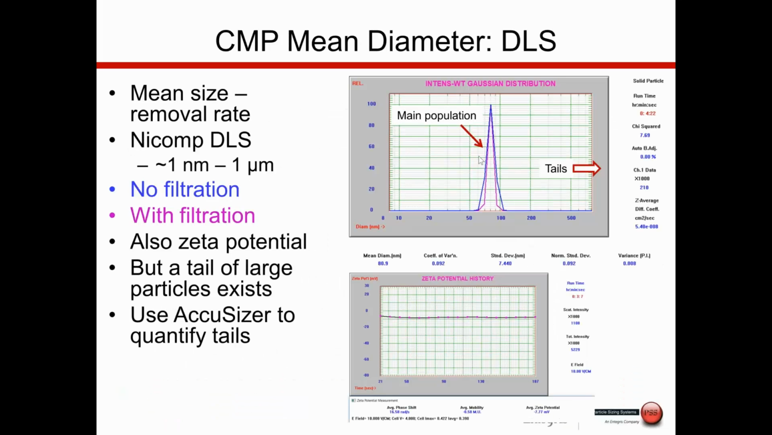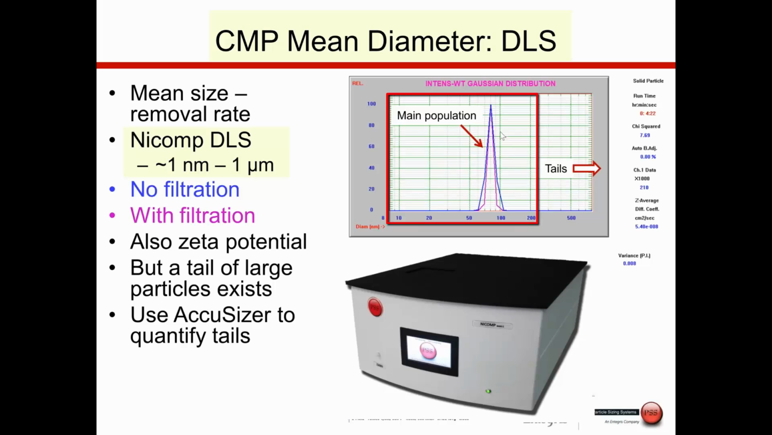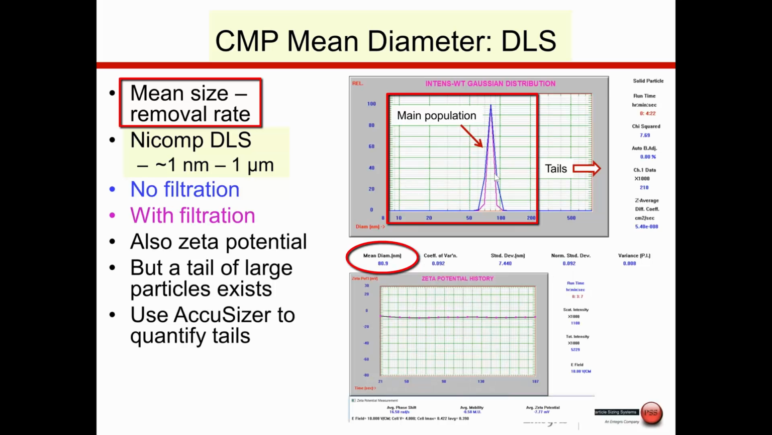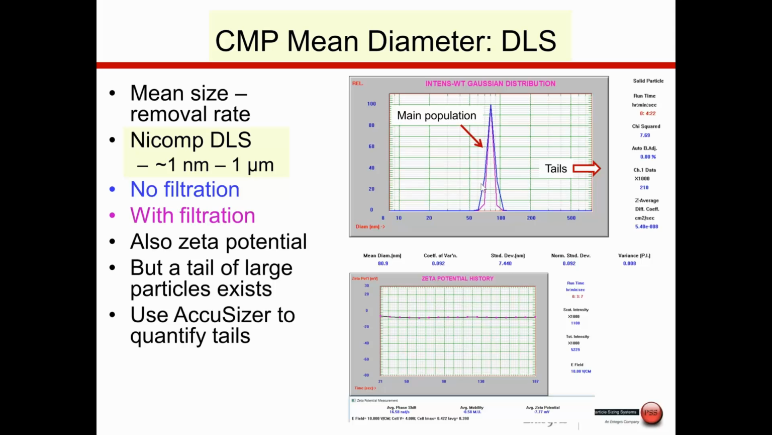Now, what we can do is look at both the main population of the CMP slurry and then look at the tails. What we're going to look at first is, as you see in the upper diagram here, the main population of a ceria CMP slurry. And this was measured using our NICOMP DLS system. You may be interested in the mean size because the mean size of CMP slurries has a relationship to the removal rate of the slurry. Here we see this has a mean size, probably around 80 nanometers, measured using dynamic light scattering. The blue line is without filtration and the pink line after filtration. So we see some change in the width of the distribution after it's been filtered.